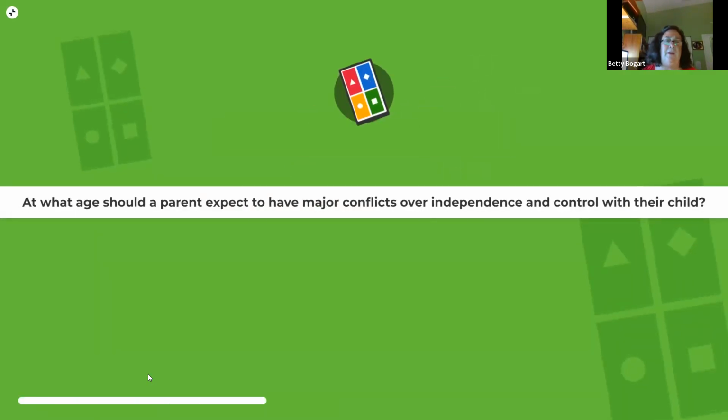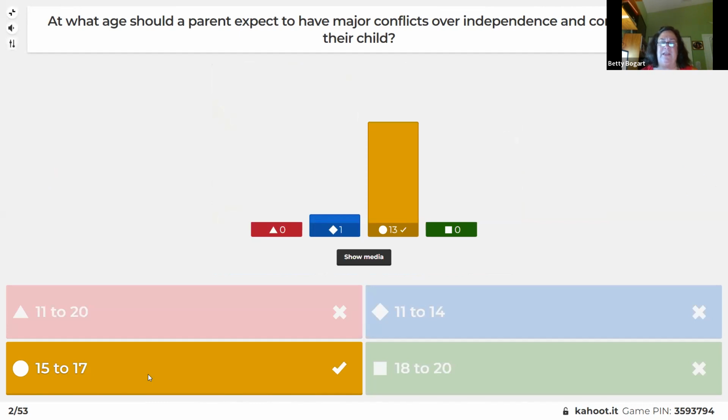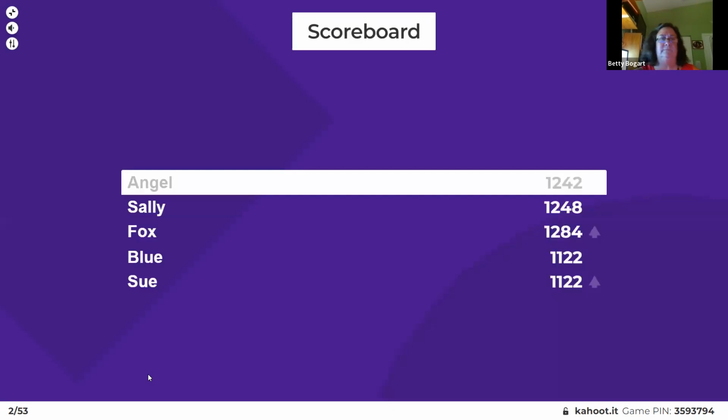At what age should a parent expect to have major conflicts over independence and control with their child? So this is the ages 15 to 17. It's not the younger adolescent. It's not the older. It's that I'm almost there, but I want to do what I want. Okay, leave me alone. I'm okay. I'm an adult. I can handle this. No, they can't. Not yet.